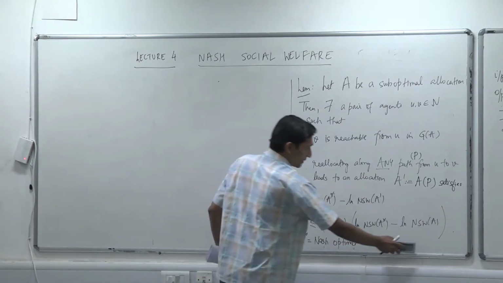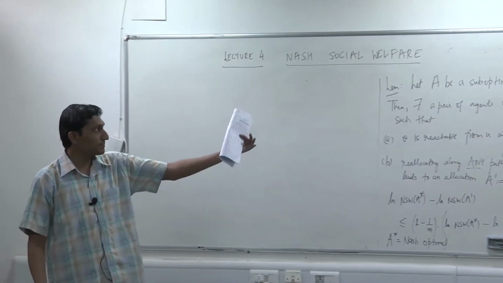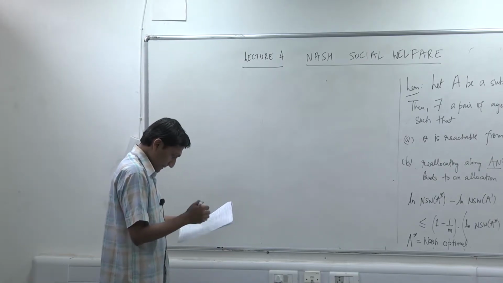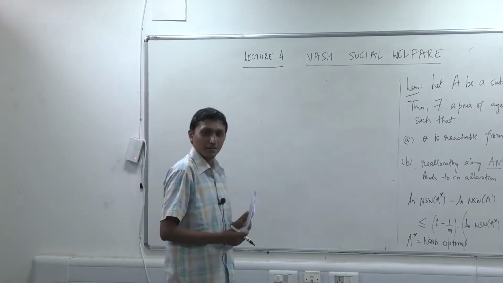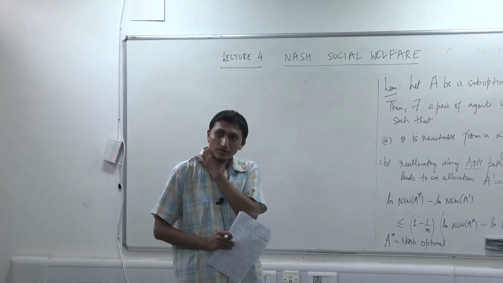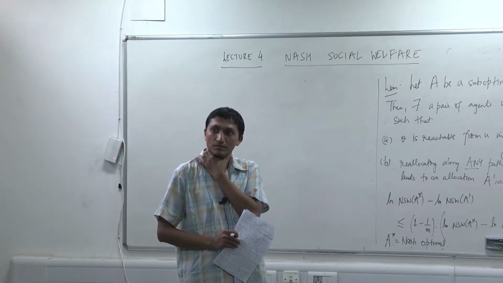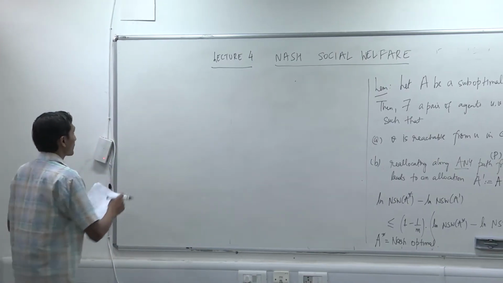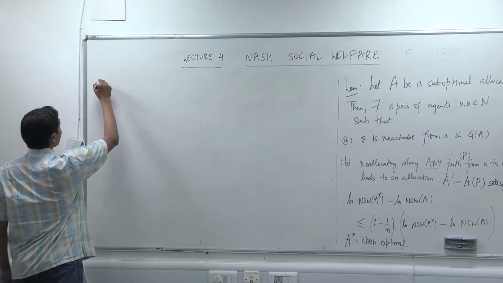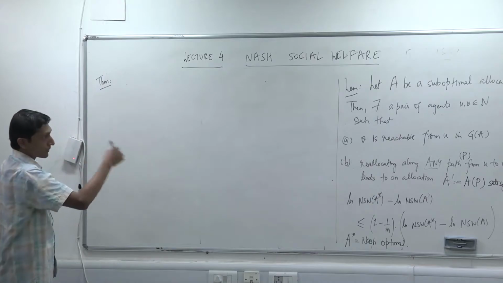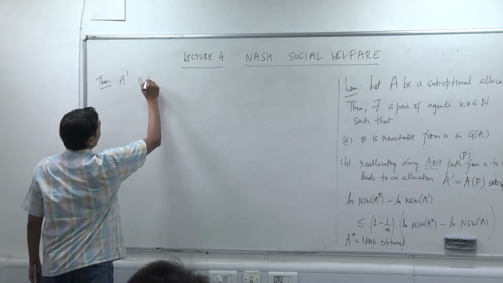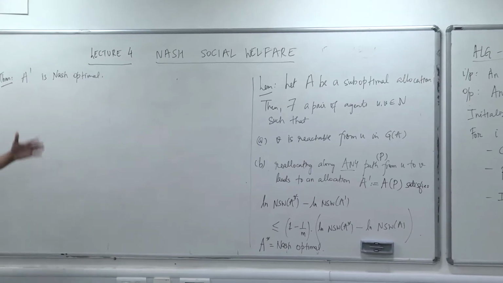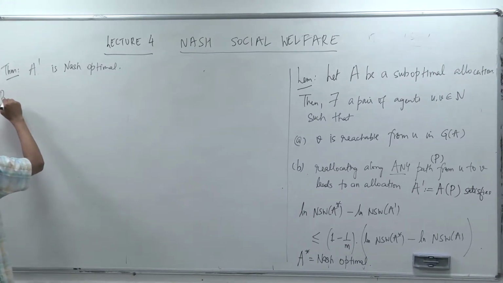So I'll leave the lemma here for a moment. We are going to prove the theorem that this algorithm terminates in polynomial time and gives you a correct Nash optimal outcome. Is the polynomiality clear? The running time? Anyone who's not clear about polynomial running time? The theorem I'm proving is: A prime is Nash optimal. Try to think about why this is polynomial time, not very difficult. Here's the proof.